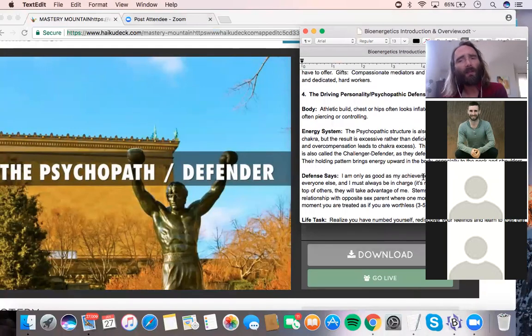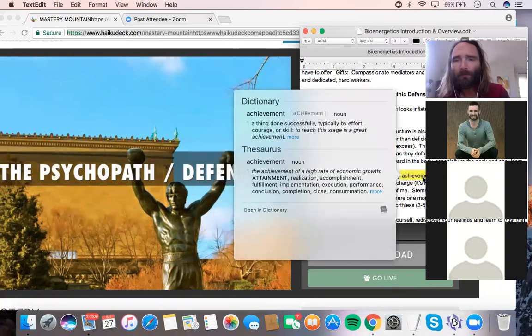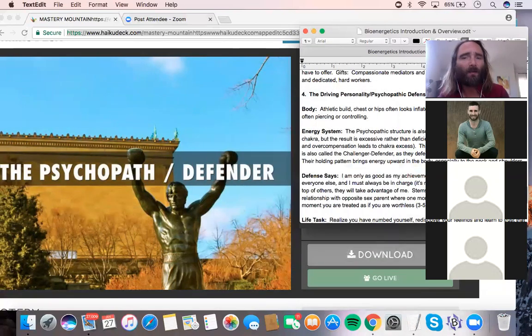This type has an athletic build. Chest or hips often look inflated compared to the rest of the body. They're usually really tense and armored up around the chest, like in their head they're almost ready to strike. Eyes often piercing or controlling. Their energy system, the psychopathic structure, is developmentally related to the 3rd chakra. The masochist had a depleted 3rd chakra. These guys, they say it's excessive. I just think their 3rd chakra is on hyperdrive and the heart's closed, and they're overcompensating in the head and all these things.